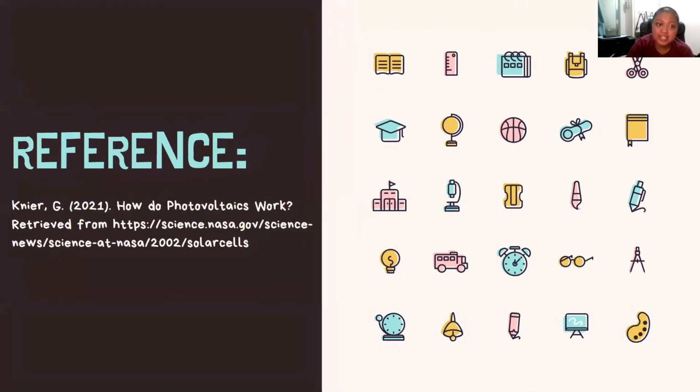The reference for these materials is by Near G, 2021, How Do Photovoltaics Work?